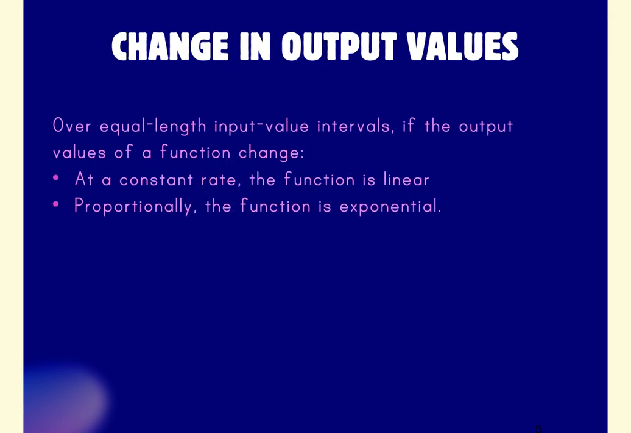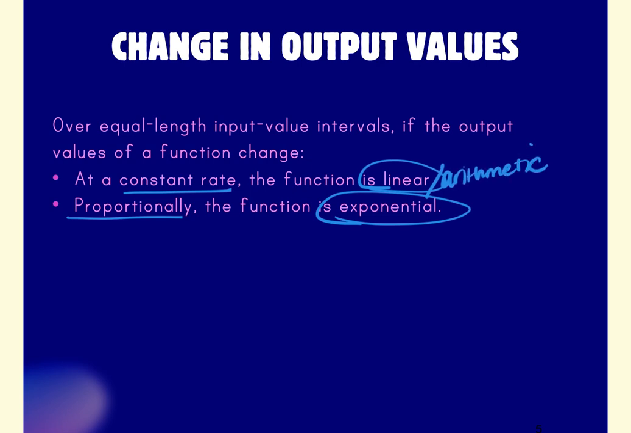A change in output values over equal length input value intervals. If the output values of a function change at a constant rate, then the function is linear. Proportionally, then the function is exponential. Think about it in terms of arithmetic and geometric too. A constant rate means you're adding or subtracting the same thing every time, so it would be linear or arithmetic. And proportionally means you're multiplying the same thing every time. That would be exponential or geometric.